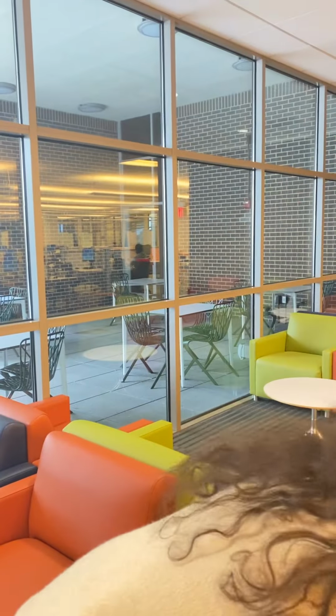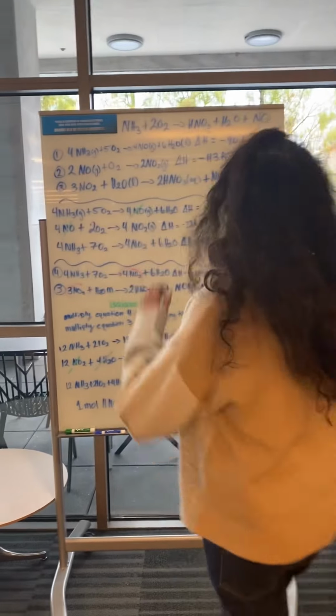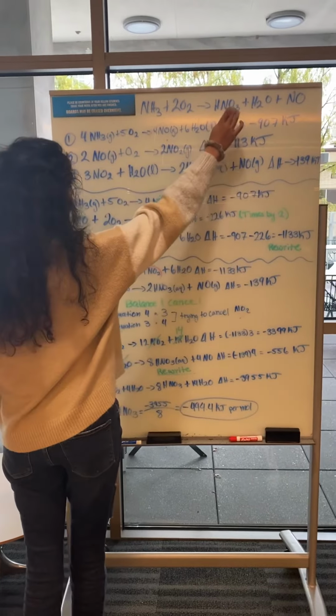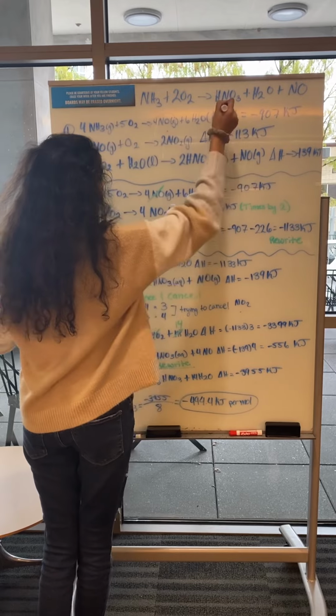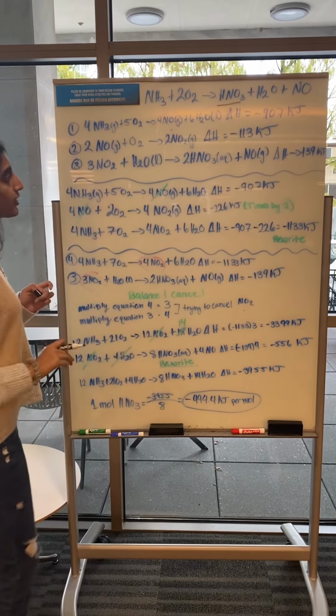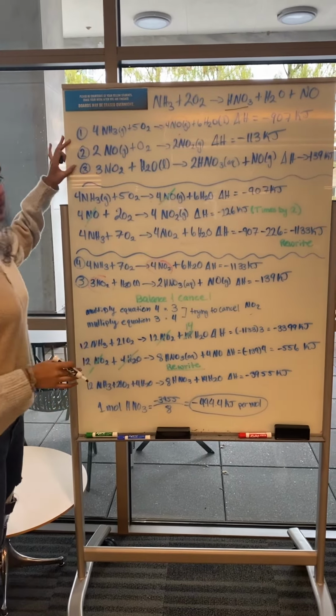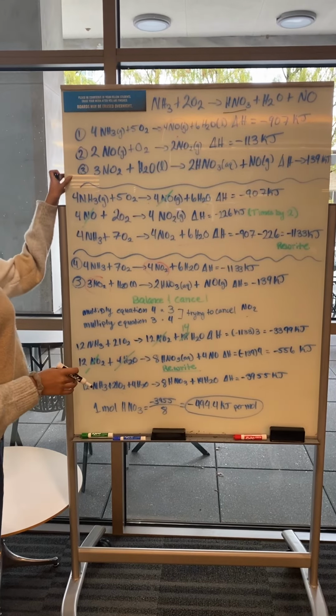Okay. So, I did project number 2. What that was is that we're trying to find the 1 mole of this one right here. In order to find the 1 mole, we have our 3 original equations, which are written out here.